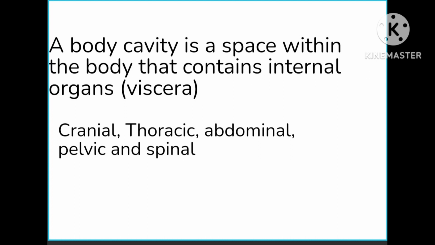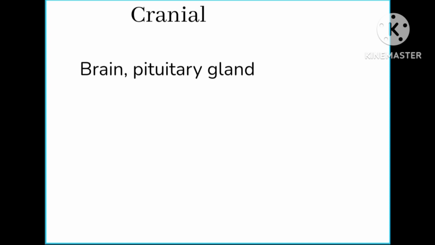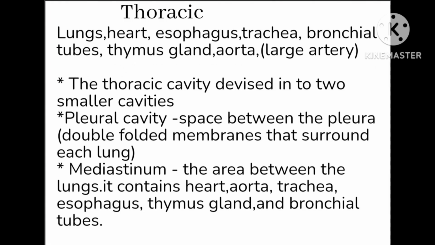Cranial cavity, thoracic cavity, abdominal cavity, pelvic cavity and spinal cavity. Cranial cavity contains brain and pituitary gland. Next one is thoracic cavity. It contains lungs, heart, esophagus, trachea, bronchial tubes, thymus gland, aorta. Aorta is the large artery.